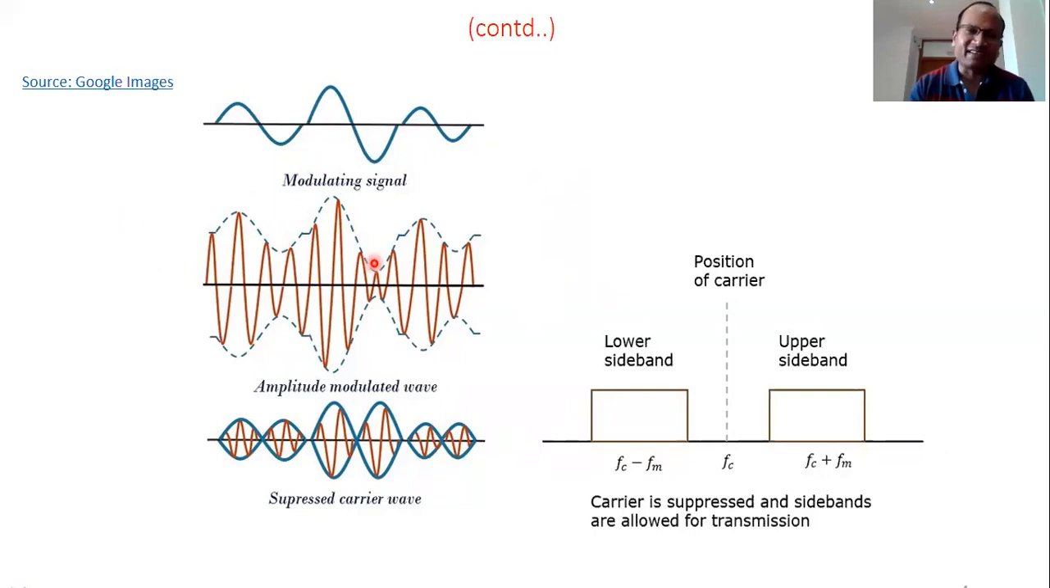You see here the amplitude is changing, and that change in amplitude is following the envelope, or the instantaneous value, of the message signal. According to the instantaneous value of the message signal, the carrier amplitude is changing. Now this is the complete AM signal. Complete AM means it has the carrier and both the sidebands.